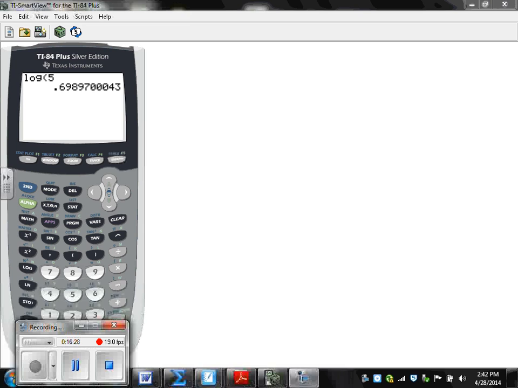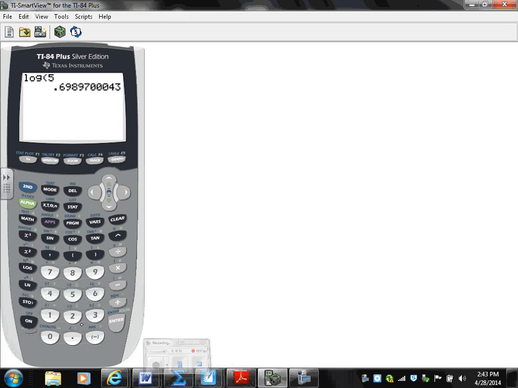10 to the 0.69897, enter, and I get about 5, right? A little rounding error, but I get about 5. Okay, so anyways, that's what we mean by common log.